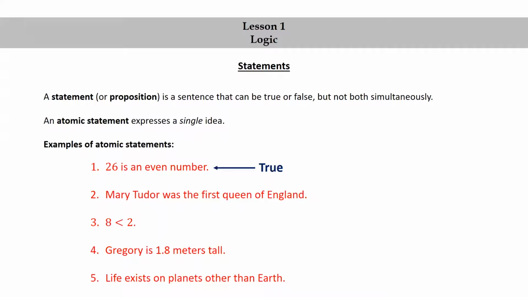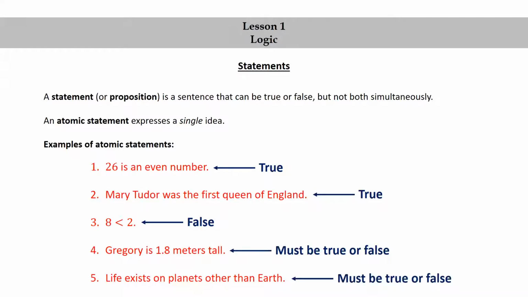The first one, 26 is an even number, is an example of a true statement. 26 is in fact an even number. The second one is also true. Mary Tudor was the first Queen of England. 8 less than 2, however, is an example of a false atomic statement. Gregory is 1.8 meters tall. Well, I don't know which Gregory they're talking about, so I don't know if it's true or false, but it must be true or false. Similarly, number 5, life exists on planets other than Earth. This sentence has to be true or false, so it is, in fact, an atomic statement.